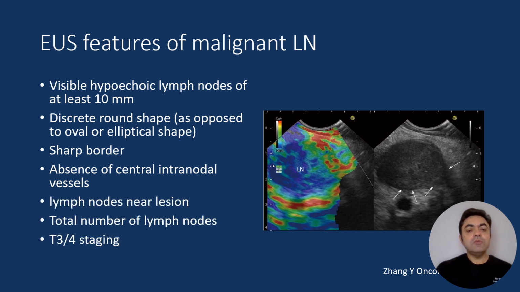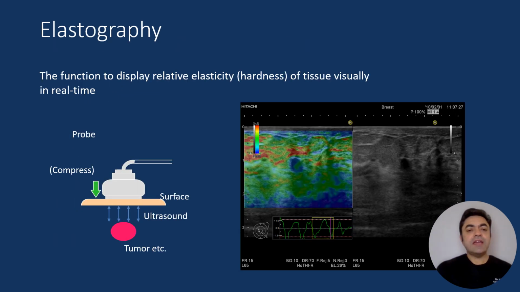If the following three are also added, then the sensitivity and specificity of this increases further. So if the lymph node is present near the lesion, or if there are a large number of lymph nodes, or T3, T4 staging is present, then the accuracy is quite high.